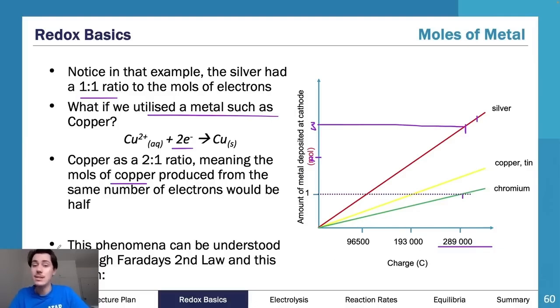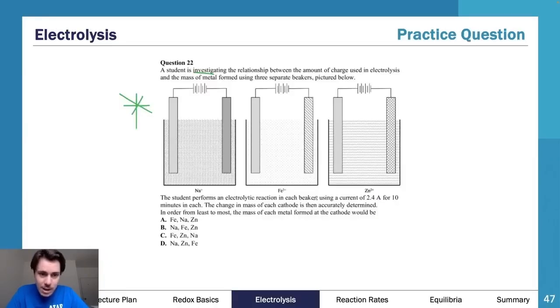So I'm not getting nearly as much. So understanding that, if I come back to this question from earlier that was out of place, this question was meant to be now. I have this question here where a student is investigating the relationship between the amount of charge used in electrolysis and the mass of metal formed using 3 separate beakers pictured below.